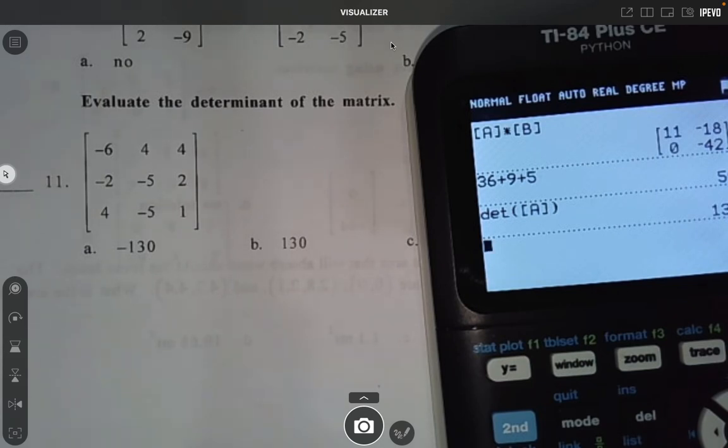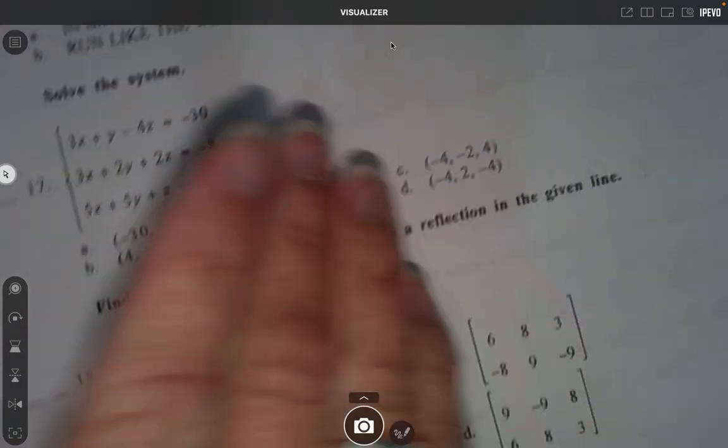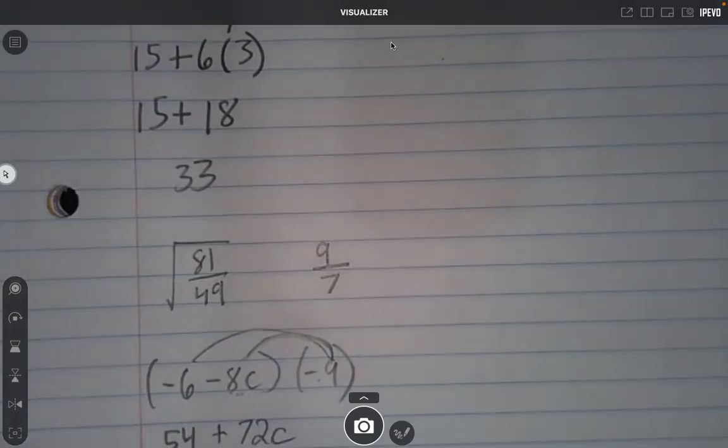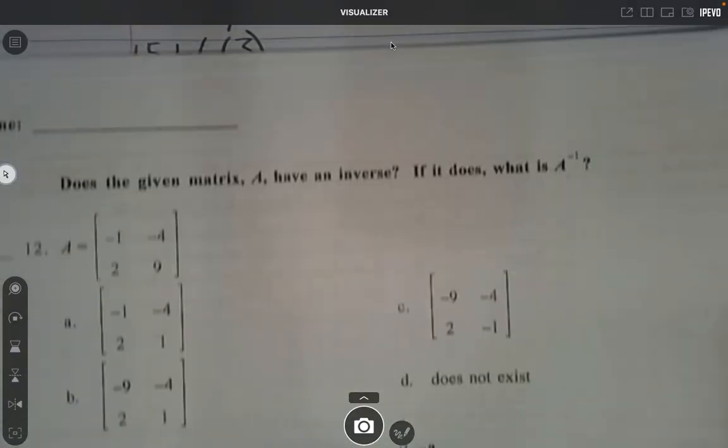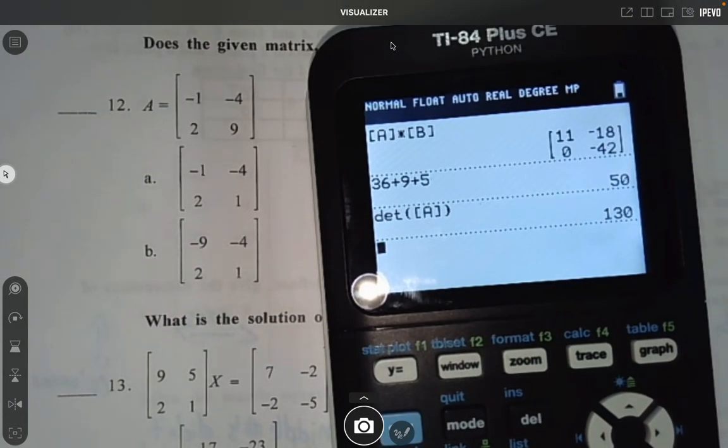Okay, is everybody good with number 11? Yeah. Anybody still copying? No? Okay, that one was B. All right, let's see. Then I have number 12. So again, it's a lot of typing in here. If you don't know how to type it in here, then you better ask me.